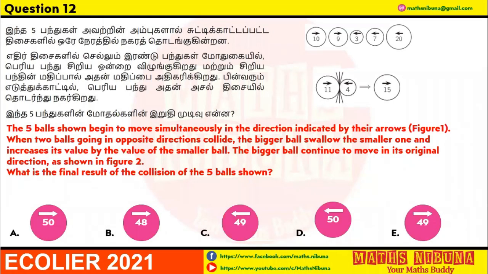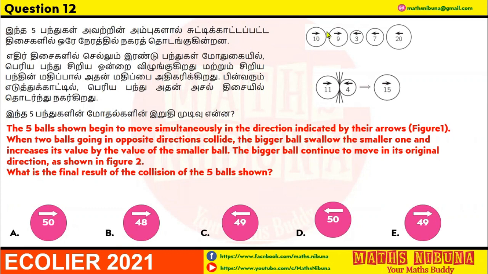Okay, question 12. This is also a very interesting question. There are 5 balls shown. The 5 balls shown begin to move simultaneously. Simultaneously means they are moving together, all moving at the same time. The direction is indicated by the arrows.